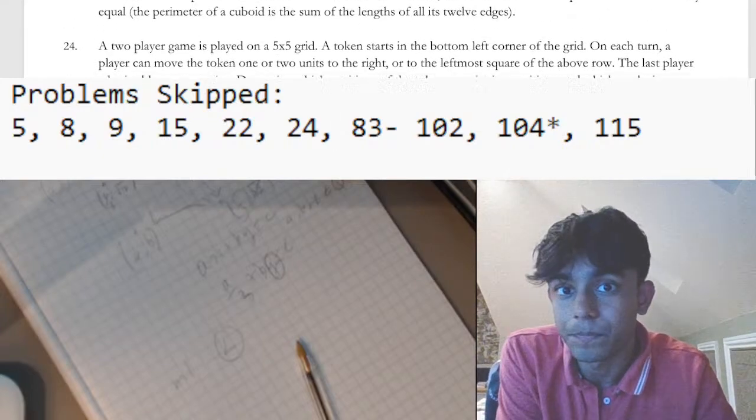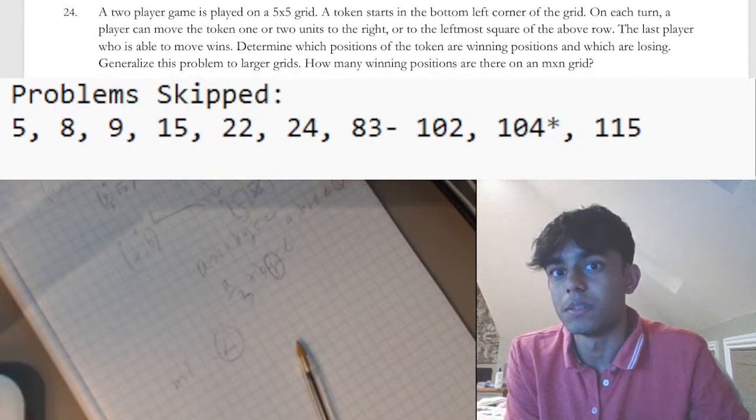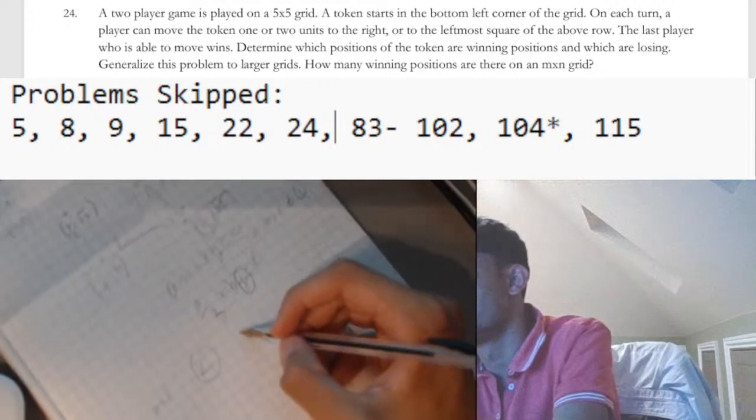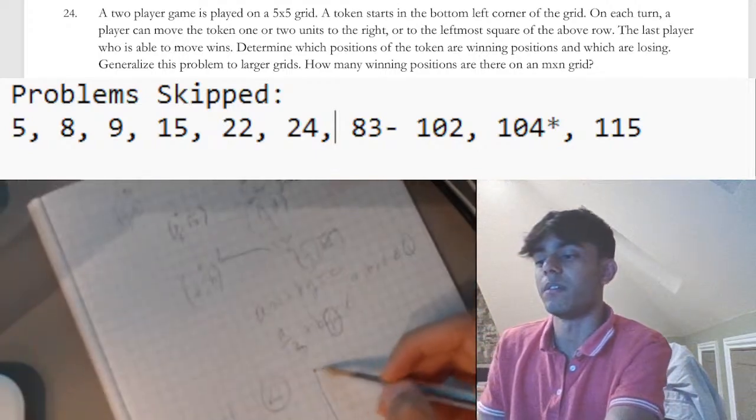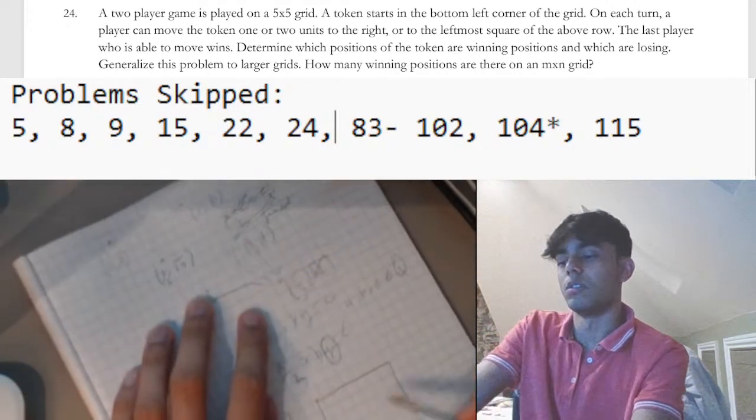Okay, 24. Oh, this one. This is one where you have the grid and you have to find the things.